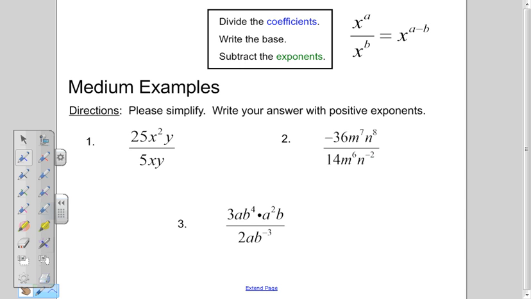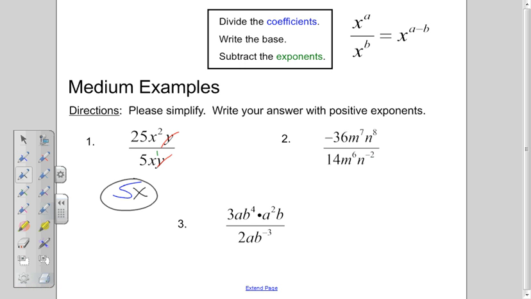So I'm going to divide my coefficients and get 5, where I have 25 over 5. And then I'm going to write the base and subtract my exponents. 2 minus 1 is going to be 1, so I don't need to write it. Then if you notice quickly, y over y cancels, allowing me to say the answer is 5x.